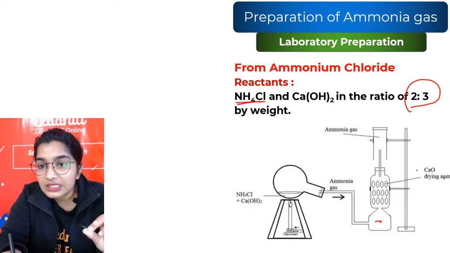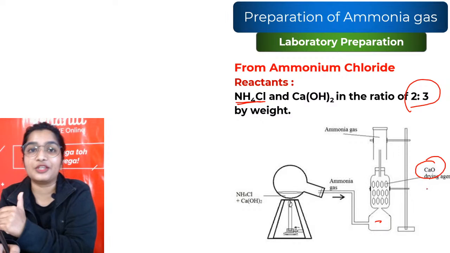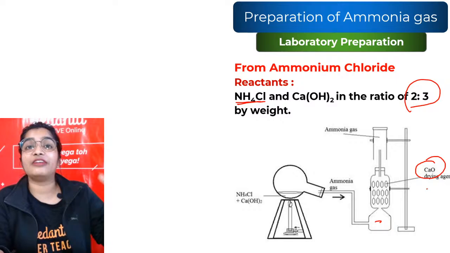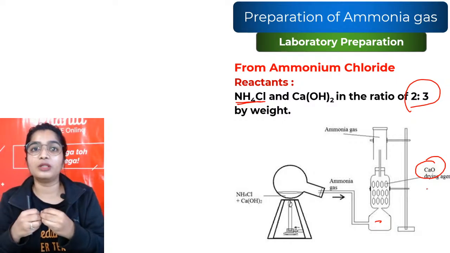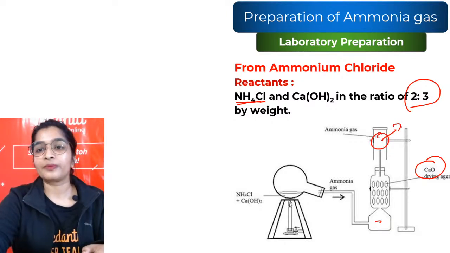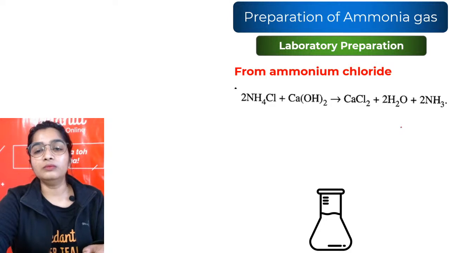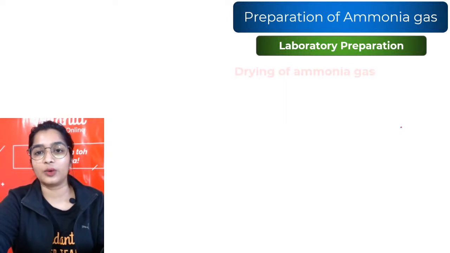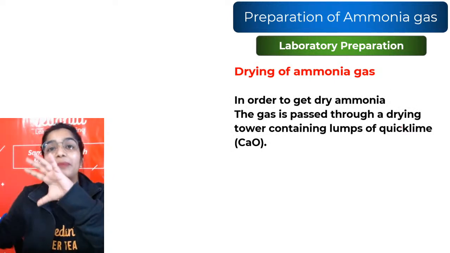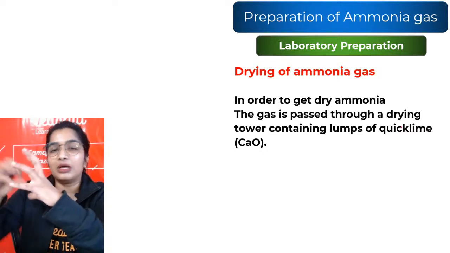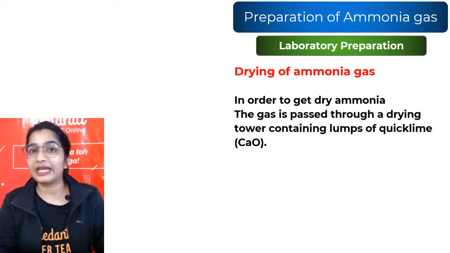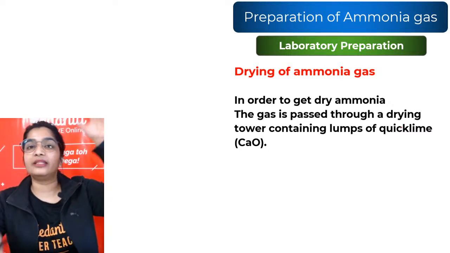Here you can see calcium oxide, which is a drying agent, because we don't want water. Anhydrous calcium oxide is a very good drying agent, so it absorbs all the moisture, and only ammonia gas will be collected here. So this is the reaction. Drying of ammonia gas: to get dry ammonia, we pass the gas through calcium oxide, which absorbs any moisture content, and you will get only dry ammonia.